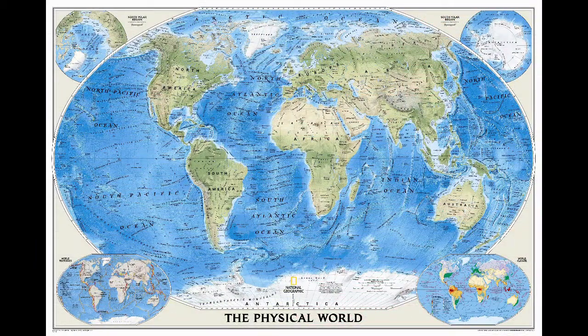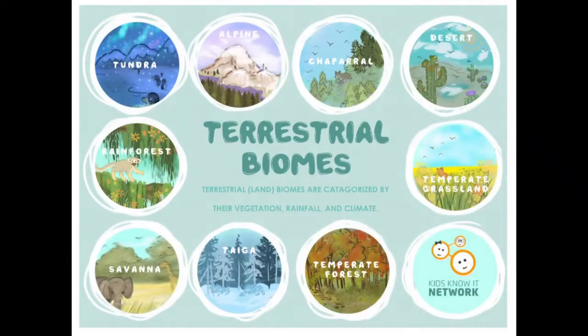We can see it's a bit of beige and green and a lot of blue. We can tell blue is the water and green and beige are the land. So we can tell from the map that Earth is 70% made up of water. So we can tell that we have two kinds of biomes, aquatic biomes and terrestrial biomes. Aquatic biomes are related to water, and terrestrial biomes are related to land.